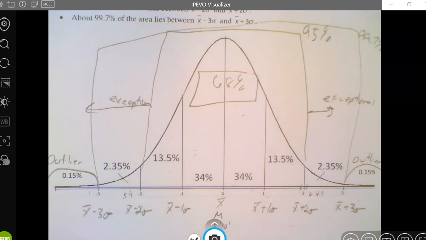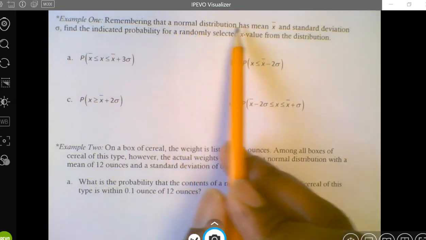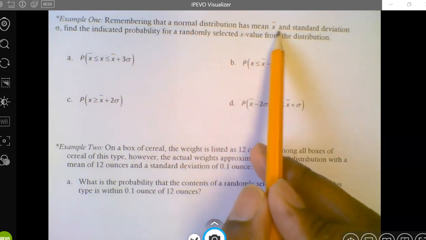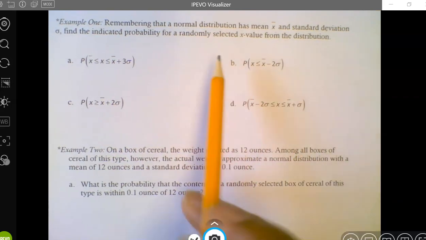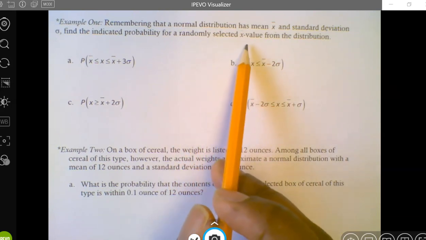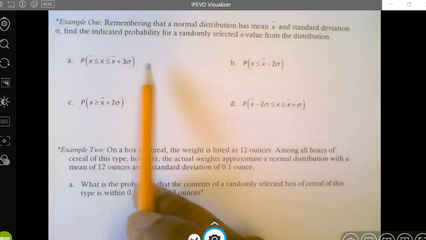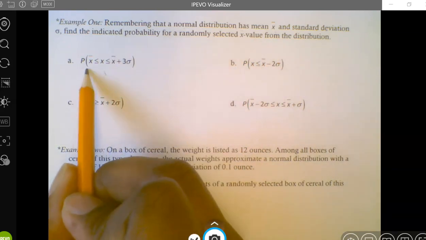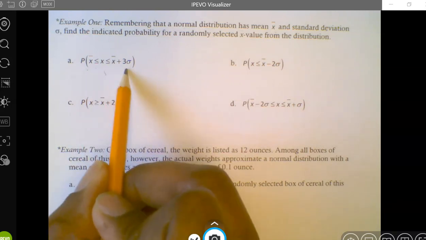Anyway, so that's what the empirical rule is, and that's what the normal curve talks about. All right, here's another example. Example 1, remembering the normal distribution has a mean and a standard deviation of sigma. Find the indicated probability that a randomly selected x value from the distribution will fall here. This basically reads the probability of x being between the mean and 3 standard deviations.